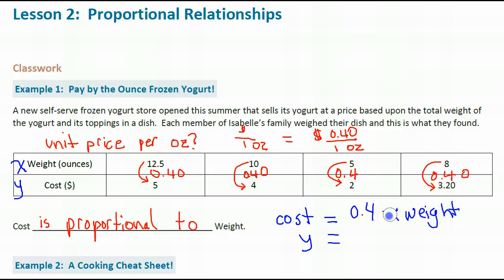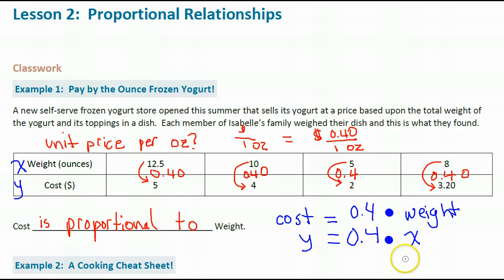Y equals 0.4 times the weight. And I'll just do a little dot for times. Y equals 0.4 times the weight. Cost equals 0.4 times the weight. So Y equals 0.4 times X. Every single time, no matter what weight I'm given, I can multiply it by 0.4 and get the cost.